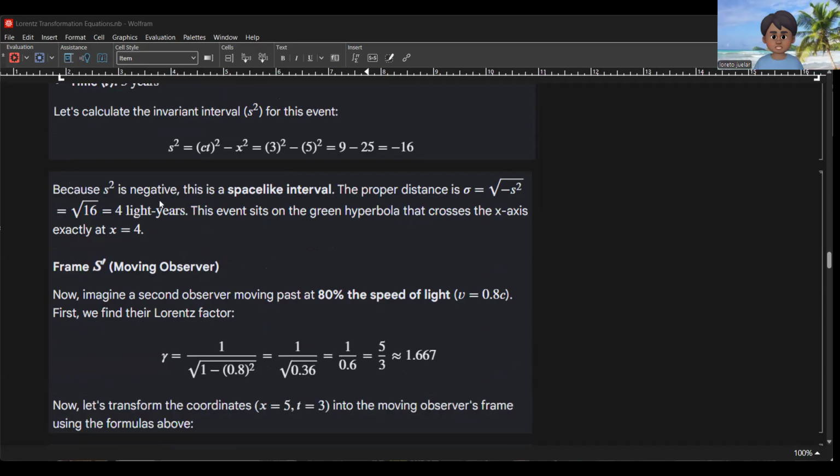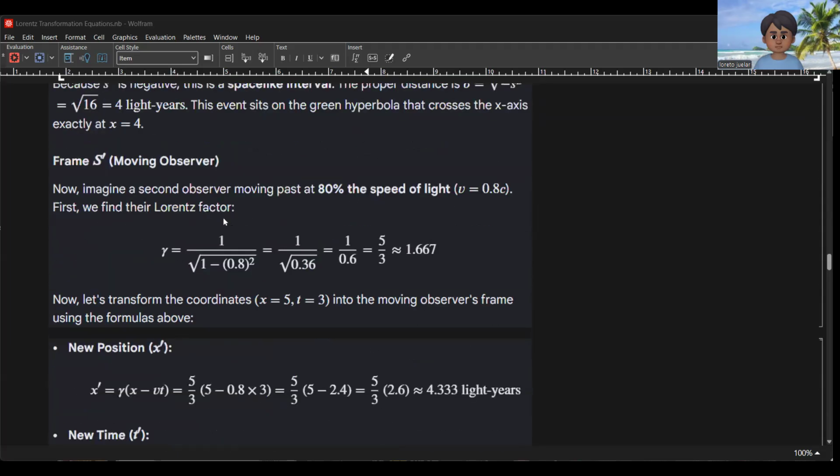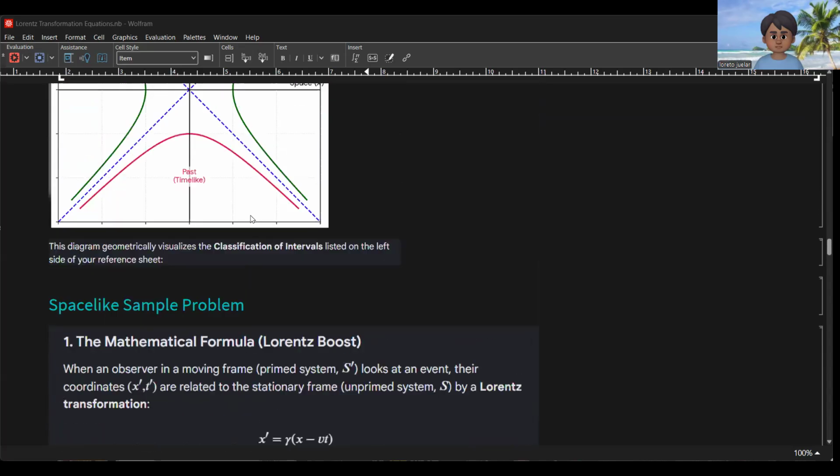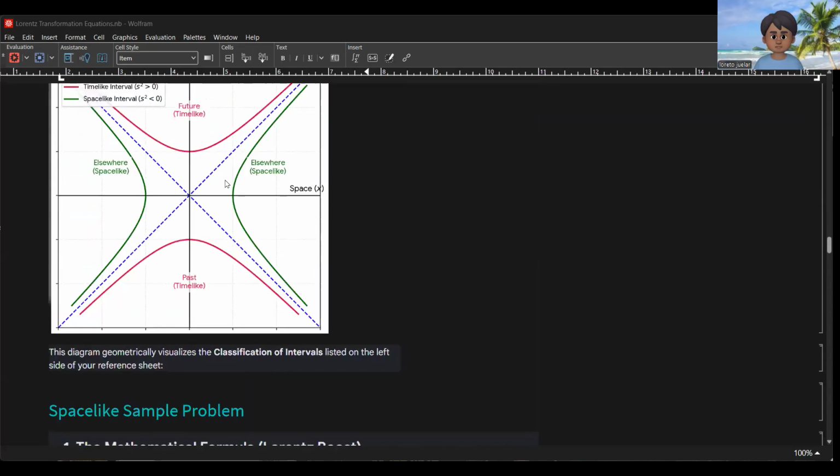Because s squared is negative, this is a spacelike interval. So the proper distance here is the square root of negative s squared, so negative times negative is positive, equal to 4 light years. So this event sits on the green hyperbola that crosses the x-axis at x equals 4. So this is elsewhere, spacelike.